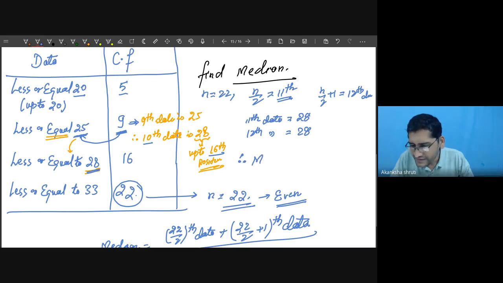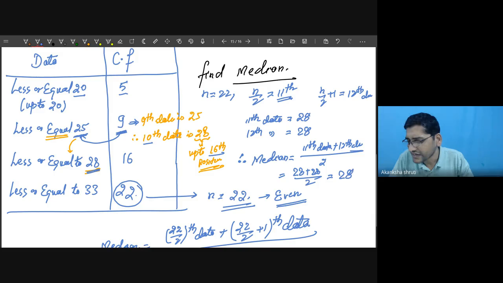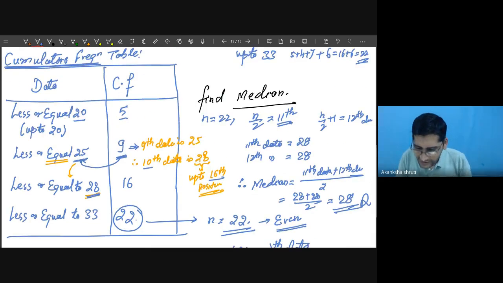Therefore, what is the median? The median is obtained by adding the 11th data plus the 12th data, divided by 2. It is our 28 plus 28 by 2. So the answer is 28. Are we getting? This is the answer. So this technique of framing the cumulative frequency can also be applied to the previous question.